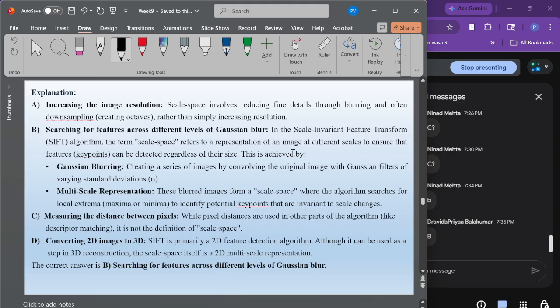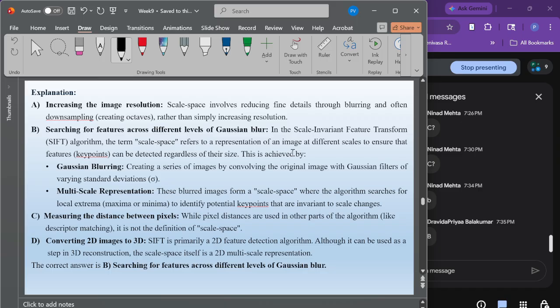And the next one is multi-scale representation. These blurred images form the scale space where the algorithm searches for the local extrema, maximum or minimum, to identify potential key points that are invariant to scale changes. So that is the correct option: searching for features across different levels of Gaussian blur.